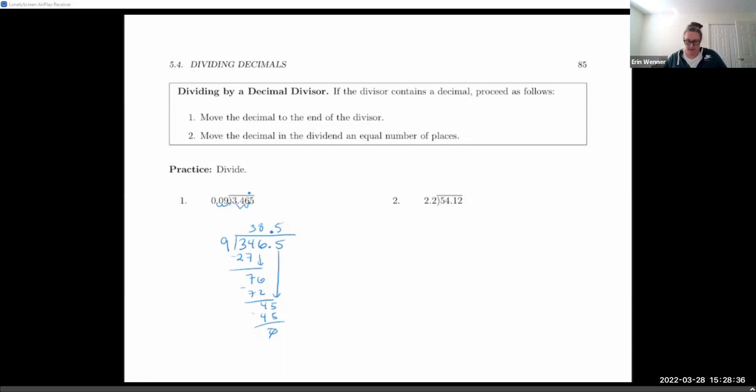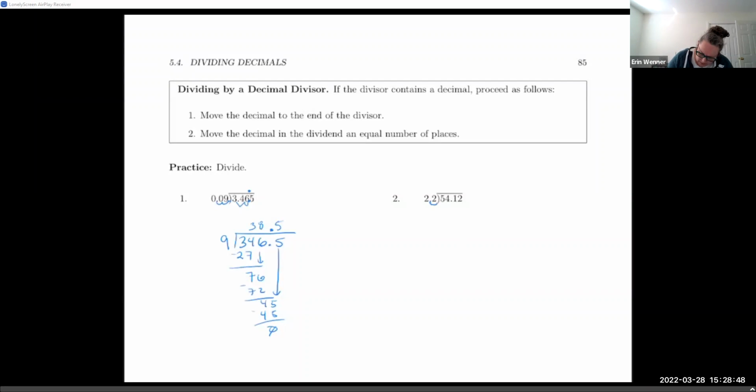All right, so it's 2.2 that is what we're dividing into 54.12. And again, we can't have a decimal number, so we have to move that decimal place once. So we're gonna move it once, which means we need to move this one once. So we're gonna get 22 dividing into 541.2.